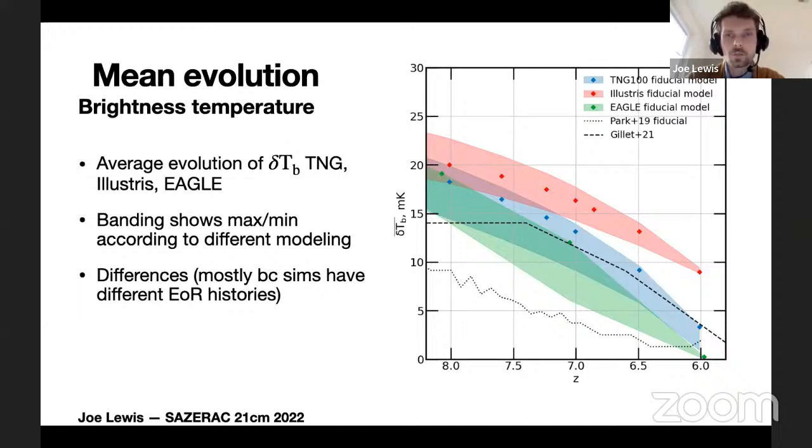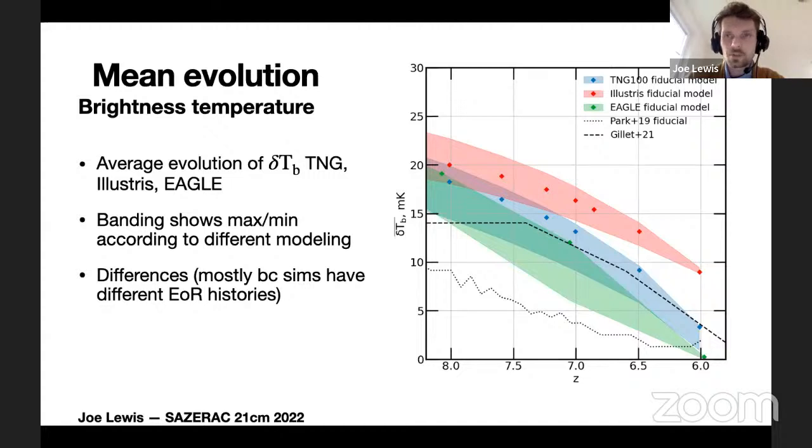And so what I'm showing you, the diamonds represent the fiducial model that I've retained. So this includes assumptions about the escape fractions and the velocity effects, so the redshift space distortions. But the shaded areas are showing you the minimum and maximum values for each simulation that I obtain when I turn on and off or switch between all these assumptions, right?